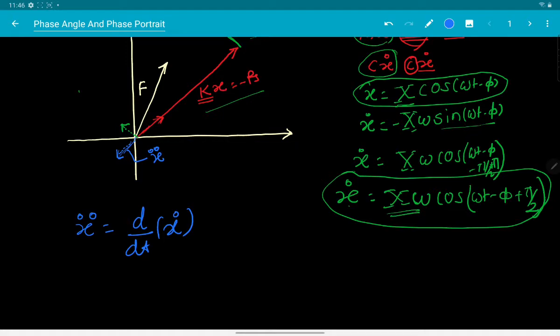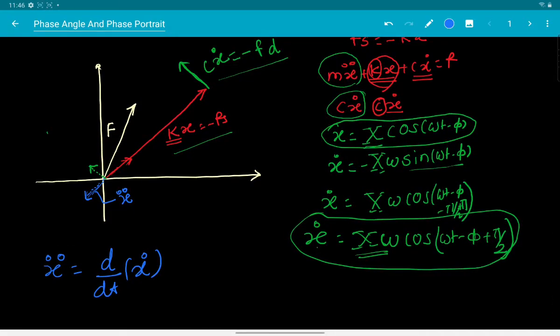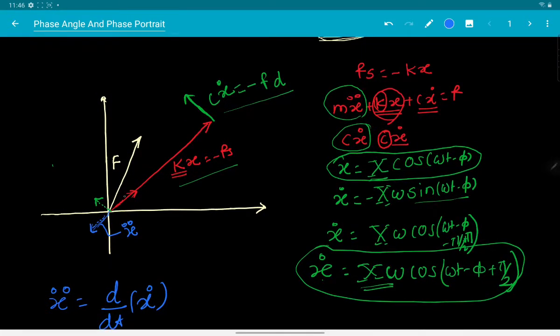So the phase difference between x and x double dot is pi. Either you can say that x double dot is leading x by pi, or you can say that it is lagging. Ideally we say that it is leading x by pi, because it is going in this fashion. It was leading initially by pi by 2, and then it was leading again by pi by 2, so in all it is leading by pi angle. So how are we going to plot m x double dot in that case? It will be in the direction of x double dot, and the magnitude will be m times x double dot. So we'll be plotting it in this way.